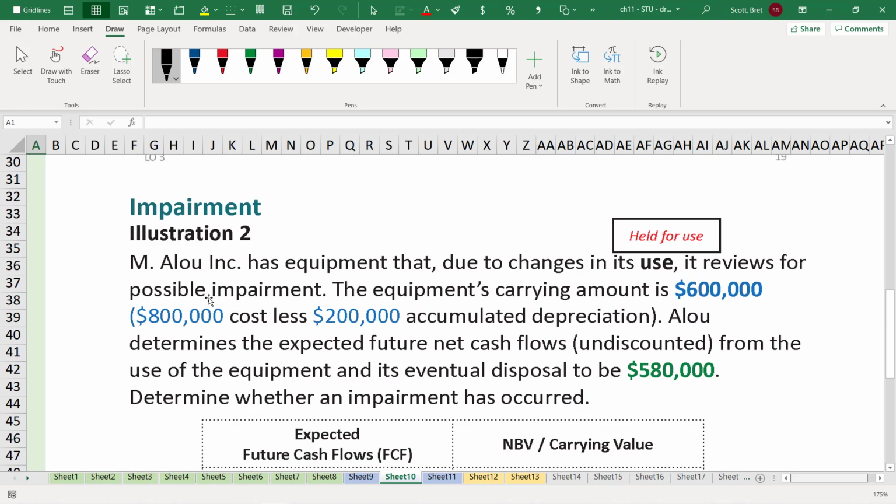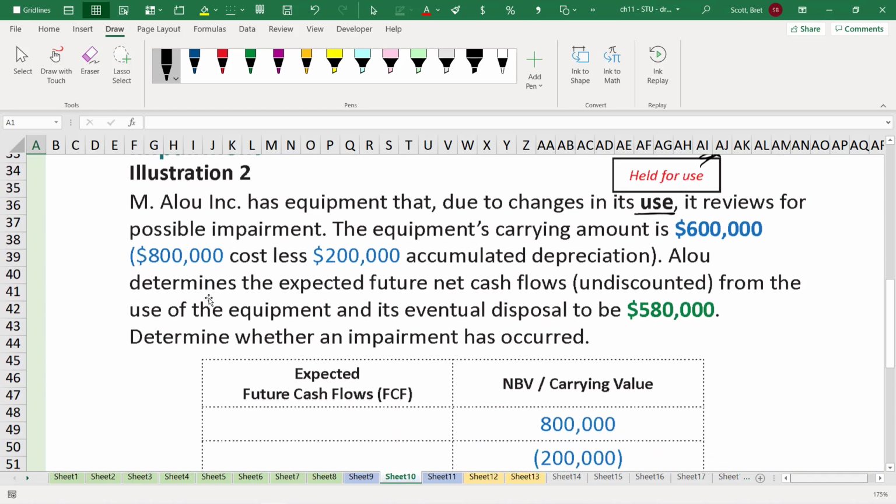Now, one thing I want to make sure is clear: I only want to worry about assets that are held for use. There's also a bit in the book where they talk about different rules for assets held for planned disposal. You only have to worry about assets held for use in this example. I think it's a little bit simpler to understand.